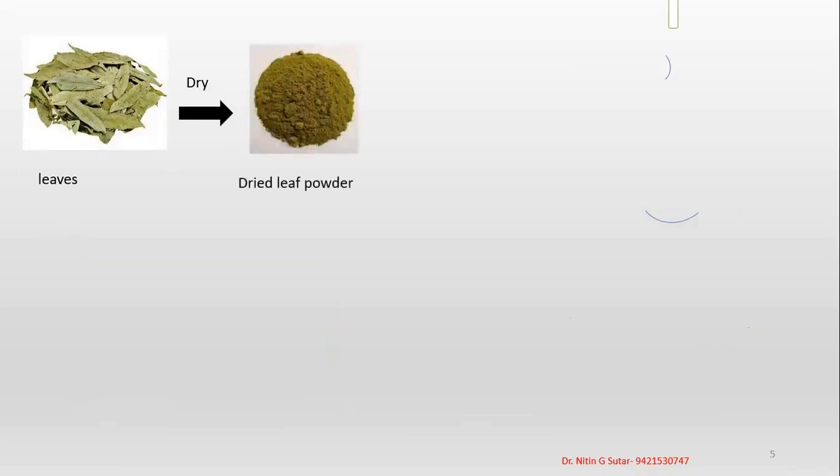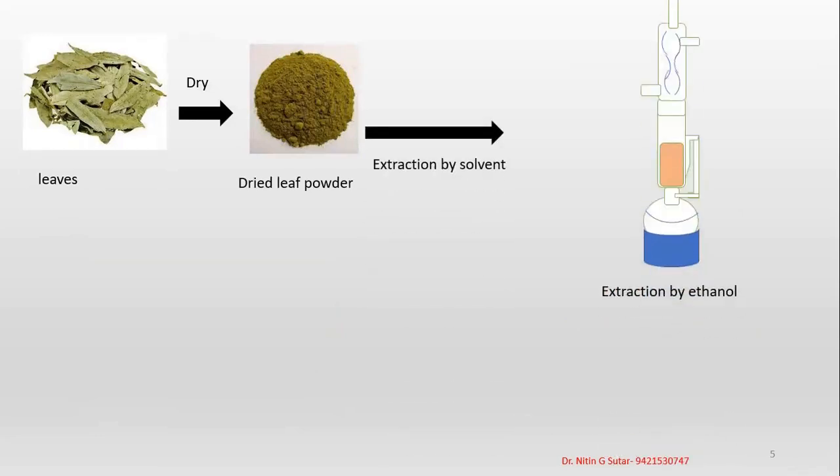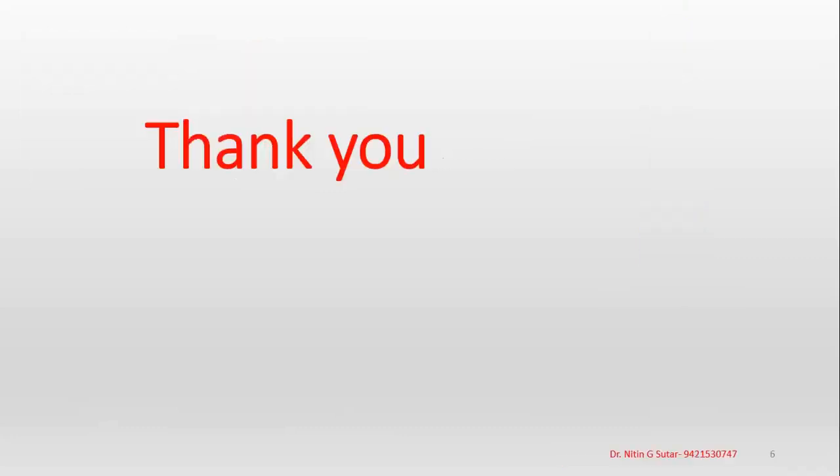Next one is the extraction method. For this method you have to take powdered material, for example eucalyptus leaves, from which you want to isolate eucalyptus oil. You take the dried material and make a powder of it at a cool temperature, then extract it using a solvent such as petroleum ether or benzene. Perform the extraction by this method and then separate.